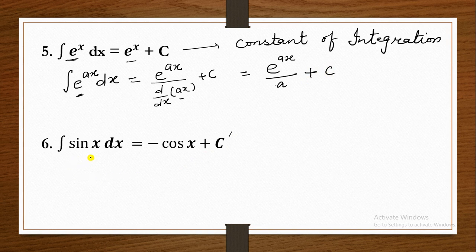Next question, integration of sin x dx is equal to minus cos x. x is the angle. Then in solution you write differentiation of the angle, means d by dx, and value of angle is x. So answer is 1. Then you can write directly minus cos x plus c.